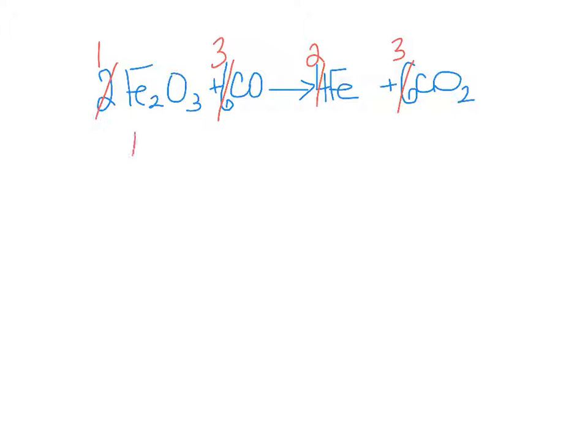19.29 grams of carbon monoxide react. How much metallic iron is produced? And write a balanced chemical reaction. Okay, so we know we have 19.29 grams of carbon monoxide. We want to know how much iron we make. So let's assume they want mass.